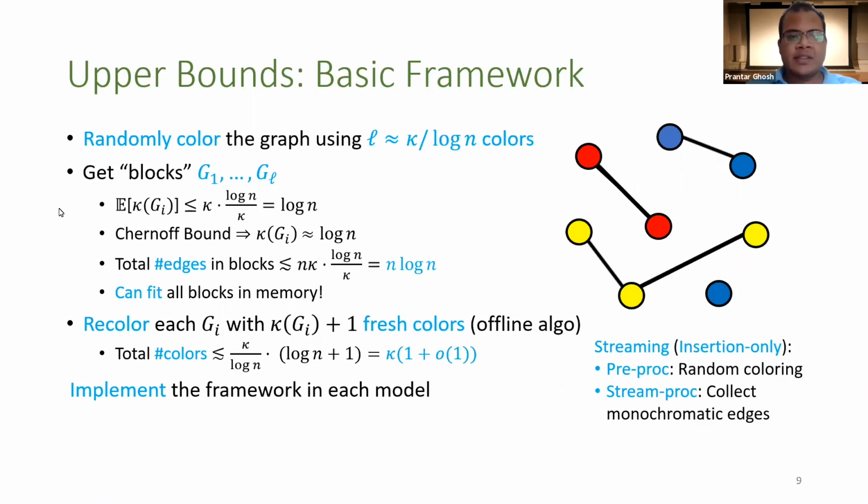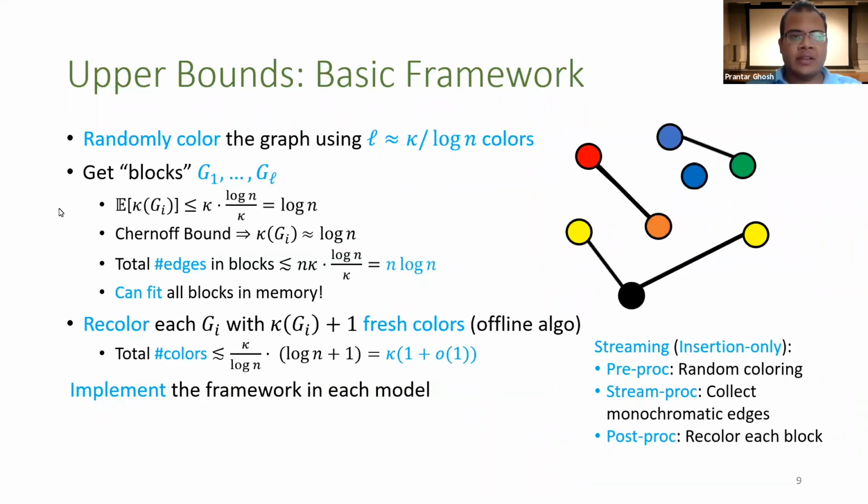And in the post-processing step, we simply recolor these blocks using the respective kappa of Gi plus 1 coloring algorithm, and attain this kappa times 1 plus epsilon color bound on the entire graph.